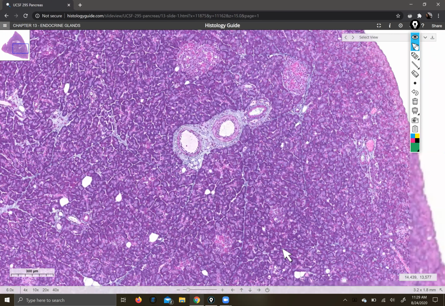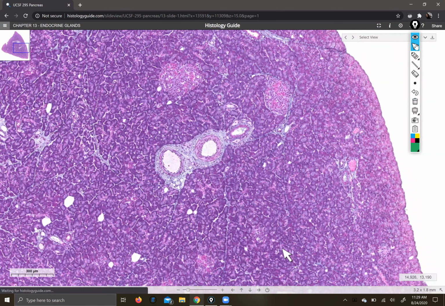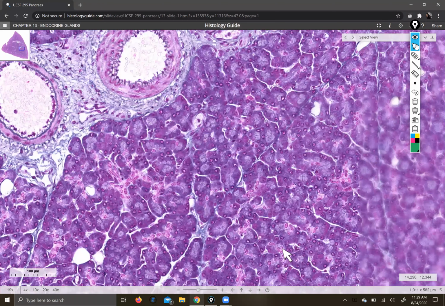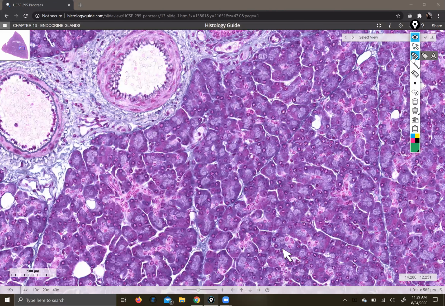So basically anything that's not an islet is going to be exocrine tissue. And groups of exocrine cells have a special name. We call them acini. That's A-C-I-N-I. So let me just outline a few of those. So there is one exocrine acinus. Here's another. Here's another. Here's a big one.